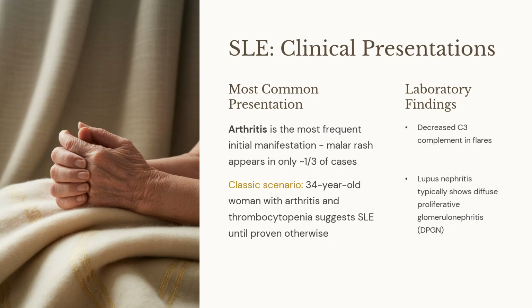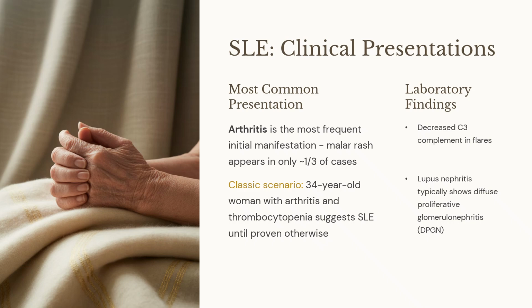How will they present? Arthritis is the most common and frequent presentation. Malar rash may or may not be there. Decreased complement C3 and flares can be seen. In lupus nephritis, the kidney involvement will generally be DPGN, that is diffuse proliferative glomerulonephritis.